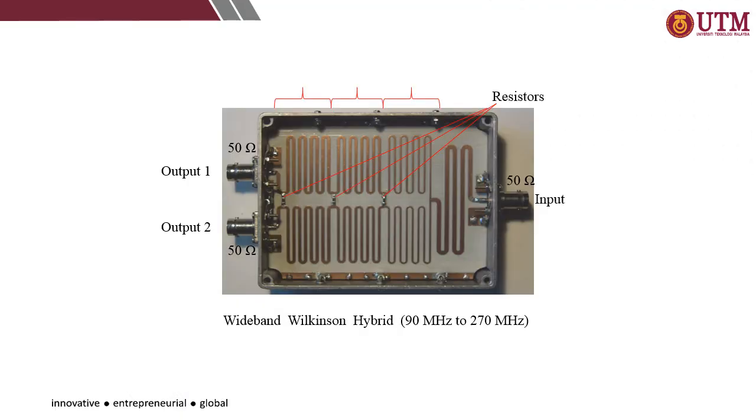Here this figure shows a design of a hybrid wideband Wilkinson power divider operating between 90 megahertz and 270 megahertz. It is hybrid because it can be used as a power divider or power combiner. You can see here there's a resistor connected between the two ports to provide better matching and also isolation, and the ports have a line impedance of 50 ohm.